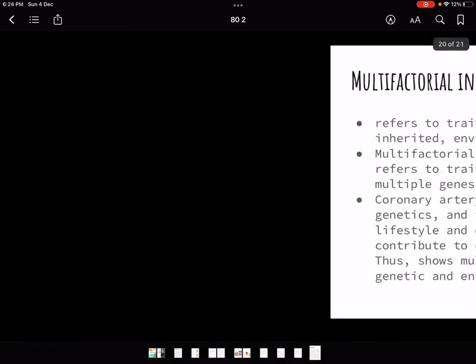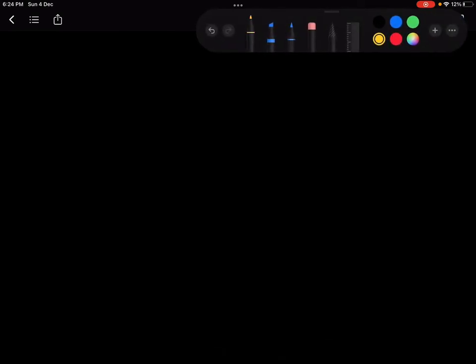Now let's move on to multifactorial inheritance. Basically, in single factor inheritance and polygenic inheritance, what we were talking more about was the effect of genes, right? We were talking more about genes and their influence or their role in inheritance.